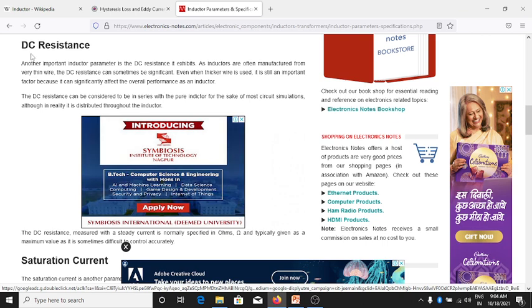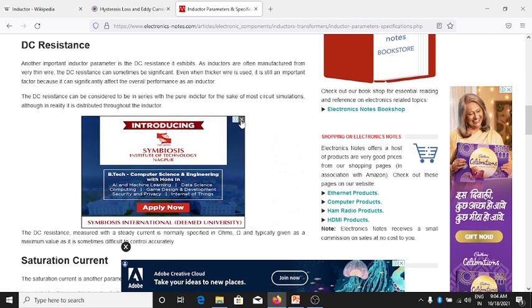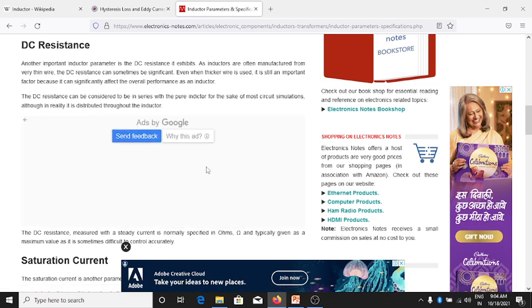Second parameter is DC resistance. Another important inductor parameter is the DC resistance. It exhibits as inductors are often manufactured from very thin wire. The DC resistance can sometimes be significant even when thicker wire is used. It is still an important factor because it can significantly affect the overall performance of the inductor.